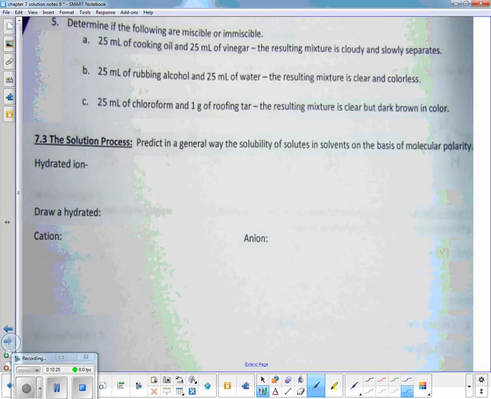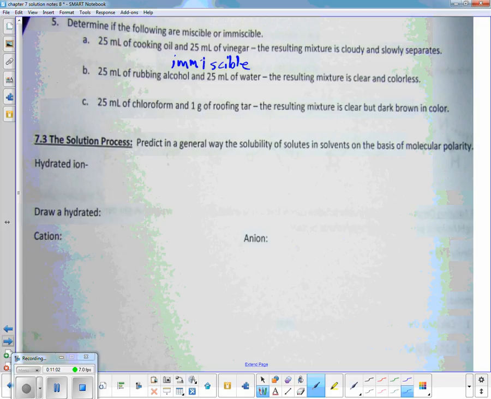All right, going forward. Determine whether the following is miscible or immiscible. Remember, miscible means mixable, and immiscible means not mixable. So 25 milliliters of cooking oil and 25 milliliters of vinegar. The resulting mixture is cloudy and slowly separates. What term do I use? Immiscible. Good. So that's the IM.